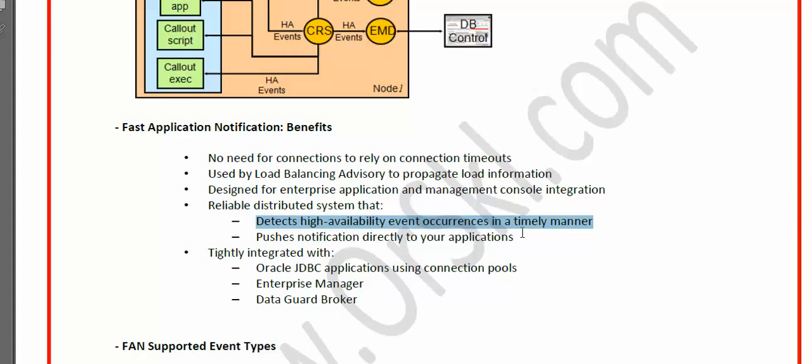That means I hope it checks every 2 or 3 seconds, and as soon as it verifies that, it will push notifications directly to your applications. That's what I said. And it can be tightly integrated with JDBC applications, mostly with the connection pools. That's the architecture on the application side. And it can be integrated with Data Guard broker and also Enterprise Manager. That's the reason FAN has got this list of benefits.